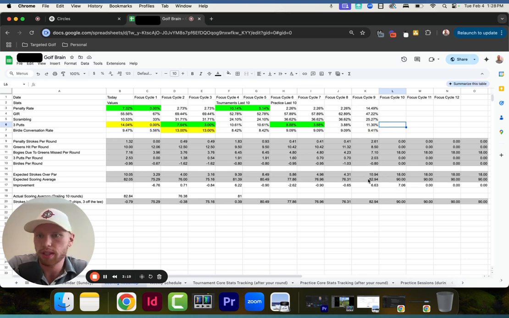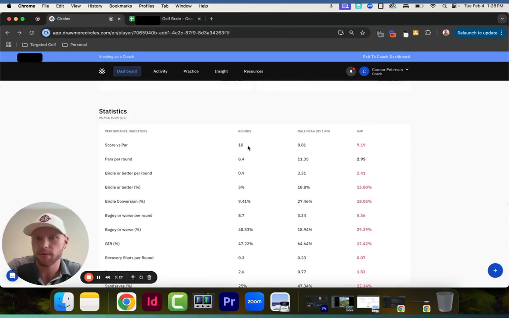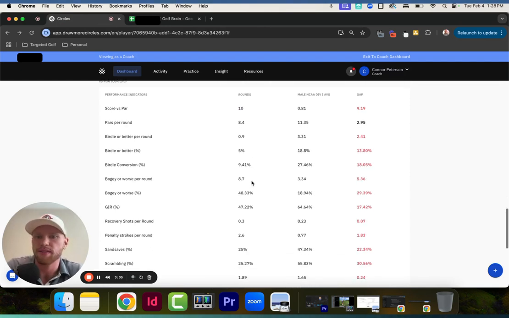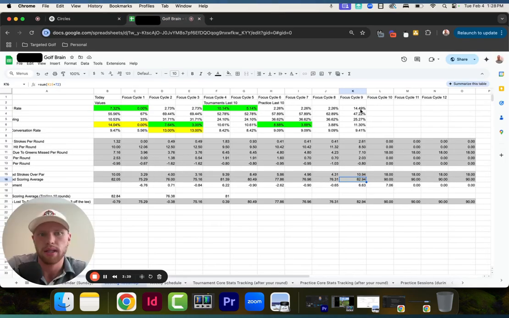We should have a scoring average of about 10.9 over par, and if I look at our statistics here, we have a scoring average of 10. So in this case, this player is actually outperforming what he should be shooting. But that's very helpful for me in identifying, and also in talking to the player, where we need to focus here.